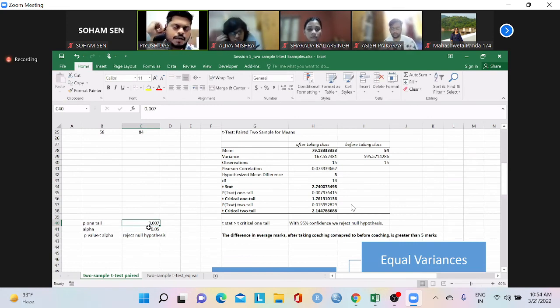So here, because 0.007 is less than 0.05, we reject. Why did I take this alpha? Like I mentioned, most of the time we take alpha as 5%, so here also you can consider 5%. I'm comparing the p-value with the alpha 5% value. If it is less than that, we reject the null hypothesis.